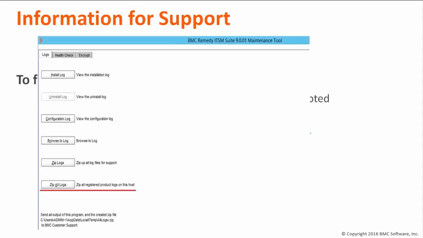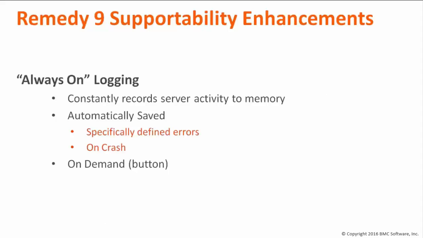The idea is to try and reduce the number of times support will need to come back to you to ask for additional information. We can't guarantee that it won't be necessary, but having this information available when the case is submitted will help minimize the number of round trips. If you do encounter a problem during your post-upgrade testing, there are some new features in Remedy 9 which will help you collect logging for your investigation and possibly to send to BMC support.